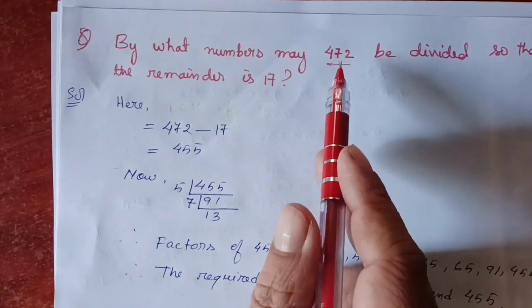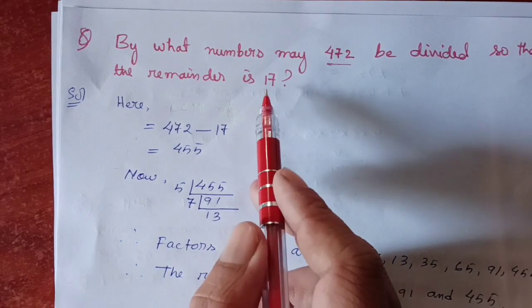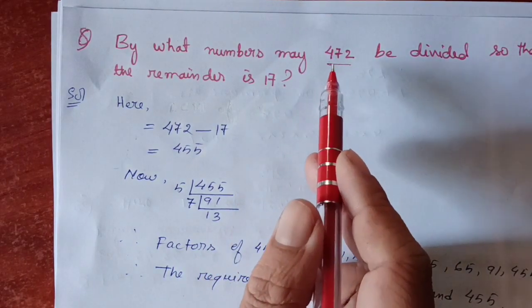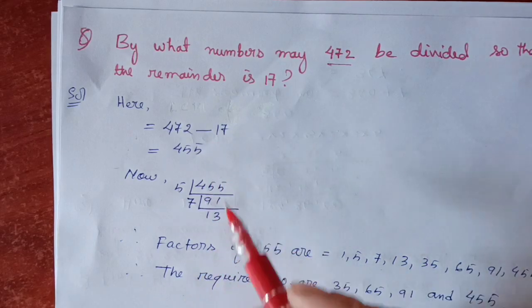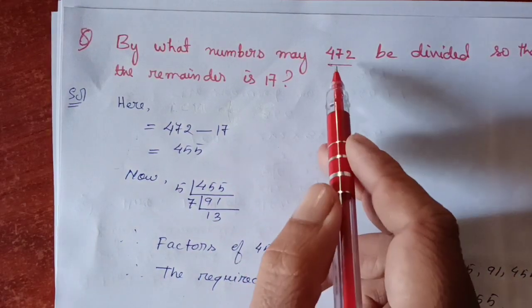So our first step is that 472, then our remainder is 17. Since dividend is given, then we should do minus according to the idea we have just learned.